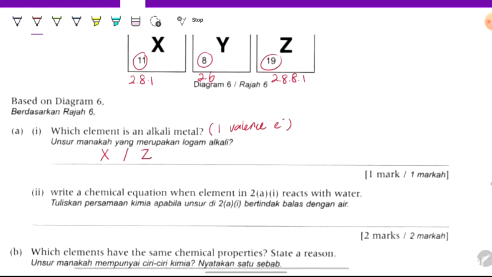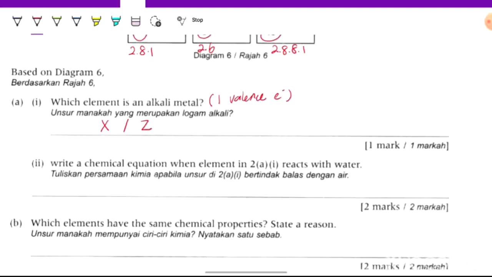So 1 mark. Write a chemical equation when the element in Group 1 reacts with water. Okay, this is a very popular question now. Let's say we use X. X here is actually sodium. So it reacts with water, H2O, to produce an alkaline solution, XOH, hydroxide, and hydrogen. So we have to balance the chemical equation.